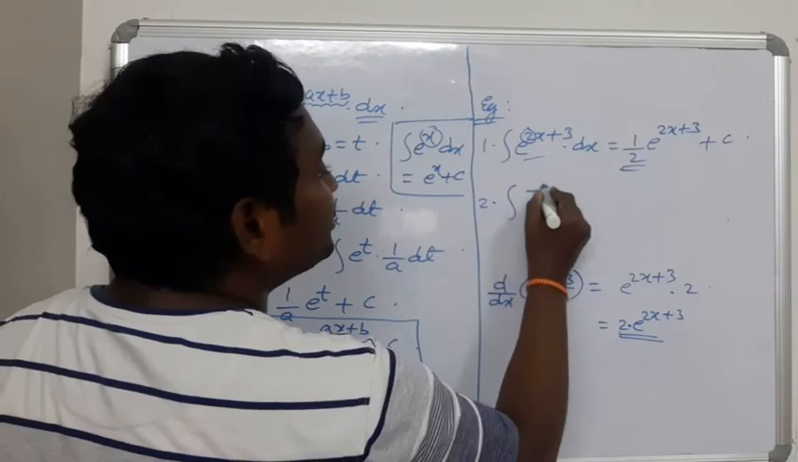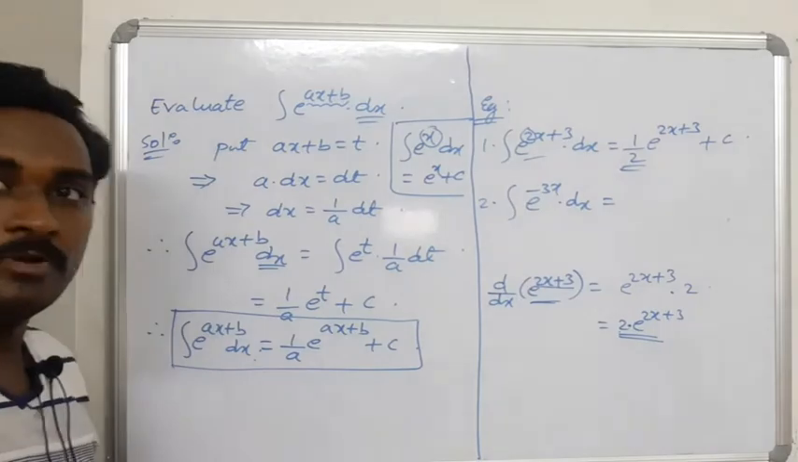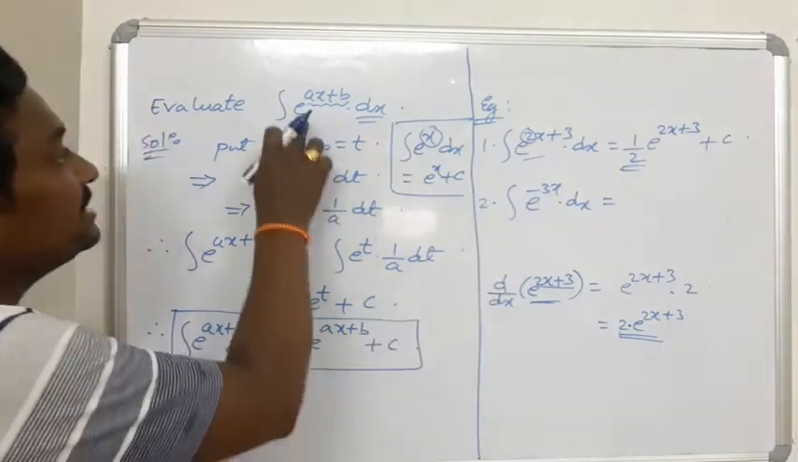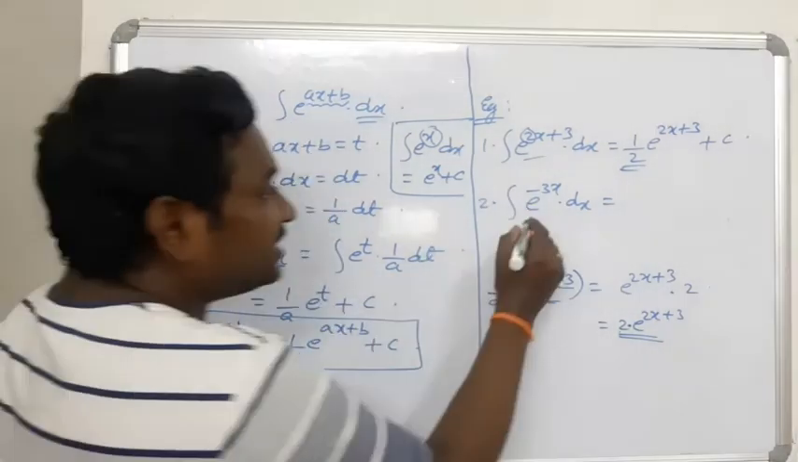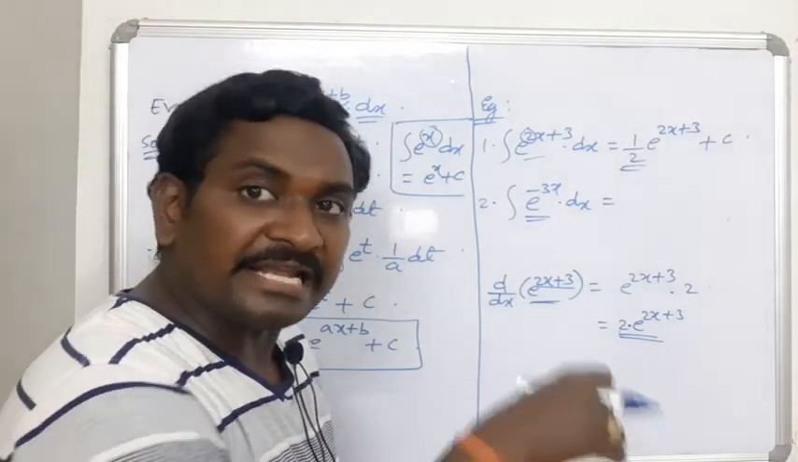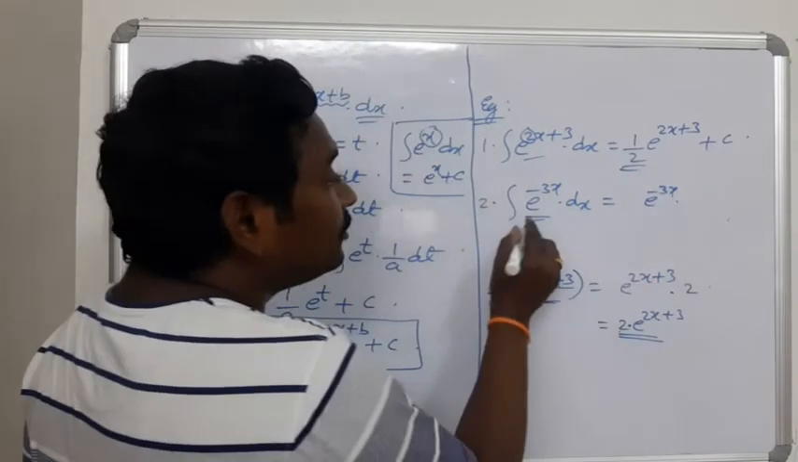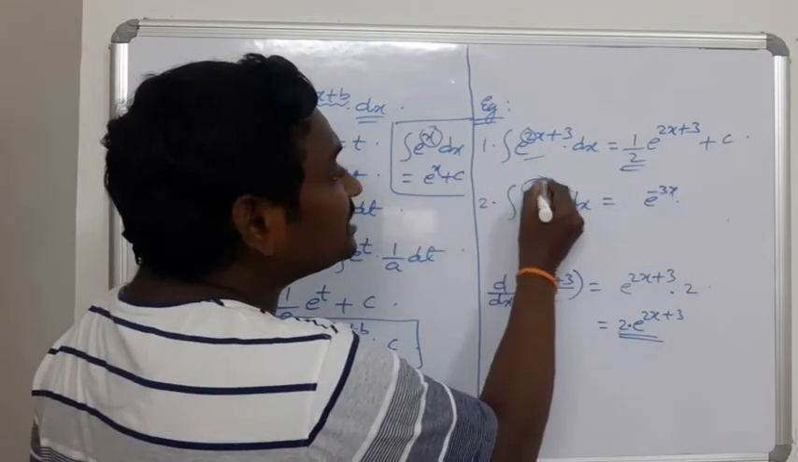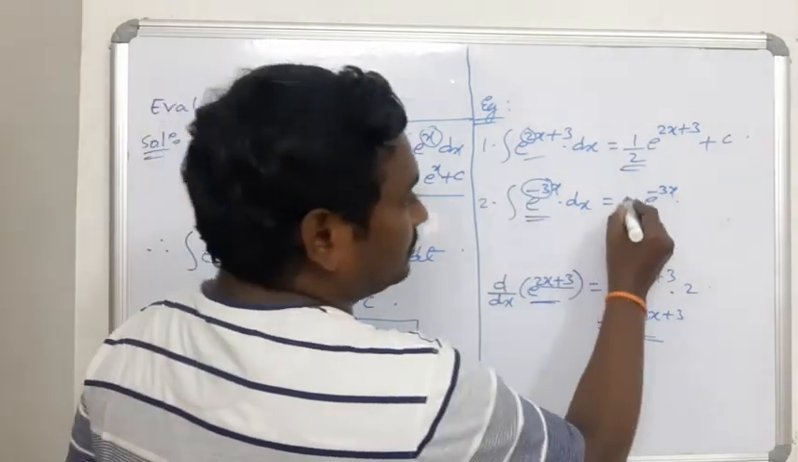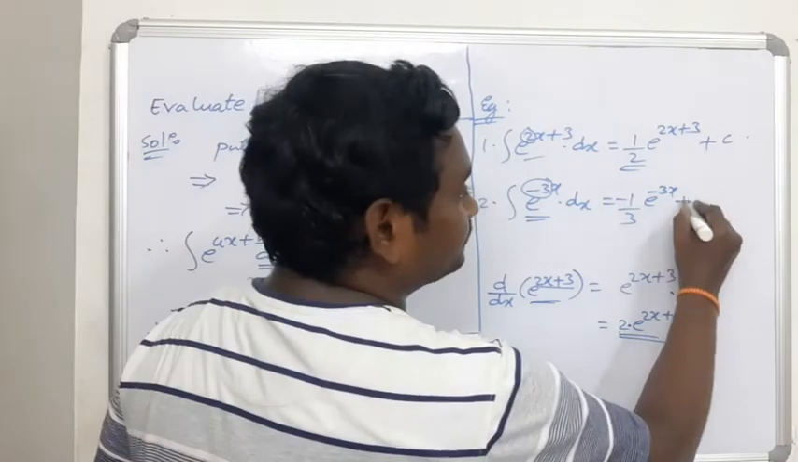We have to find the integration of e power minus 3x dx. It is also in this form. So first write the integration of e power minus 3x. Integration of e power minus 3x is itself e power minus 3x, but we should write the coefficient of x, which is minus 3. So minus 1 by 3 plus c.